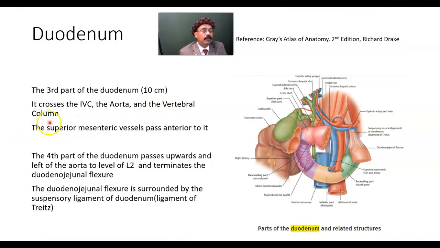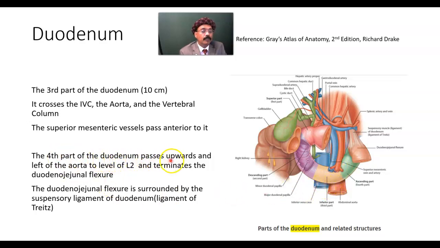Third part of the duodenum crosses the inferior vena cava, aorta and vertebral column. Superior mesenteric vessels pass anterior to it. Here is the superior mesenteric artery and superior mesenteric vein, which is a tributary of the portal vein. The superior mesenteric artery is a ventral branch of the abdominal aorta that passes over it.